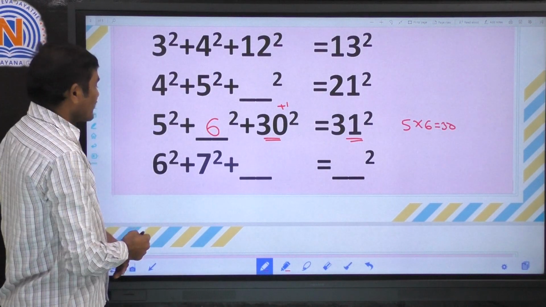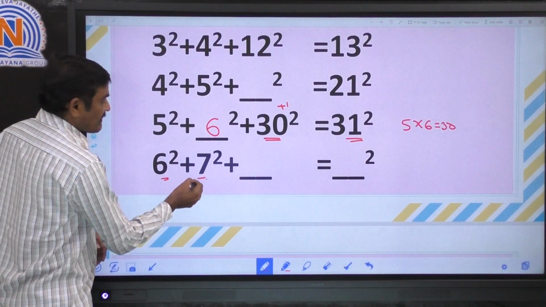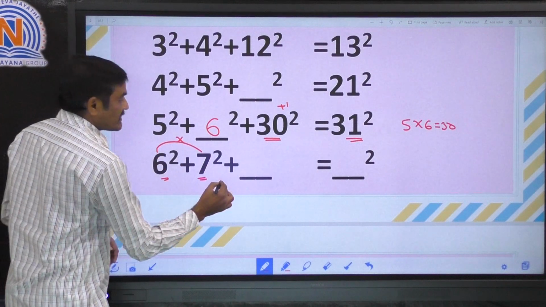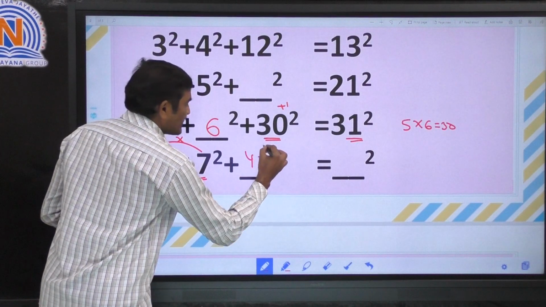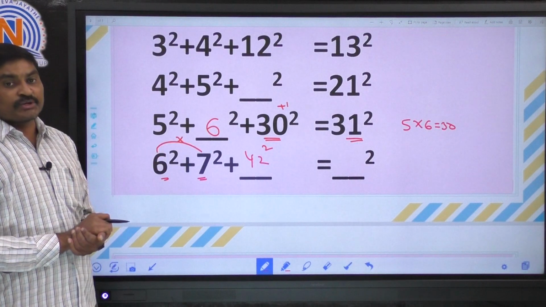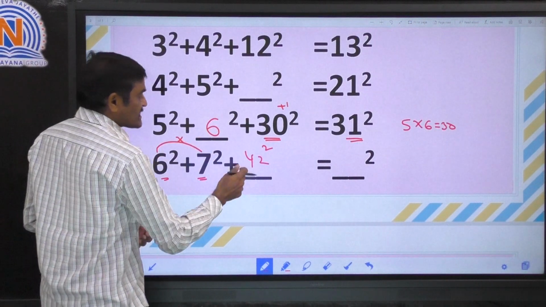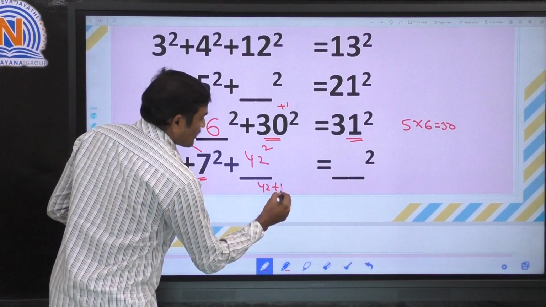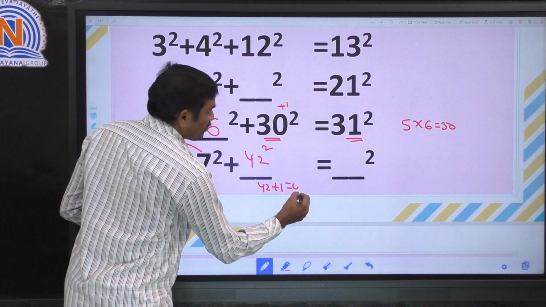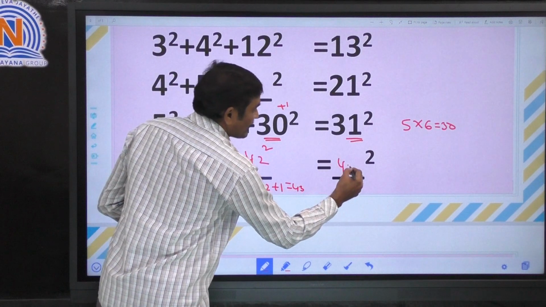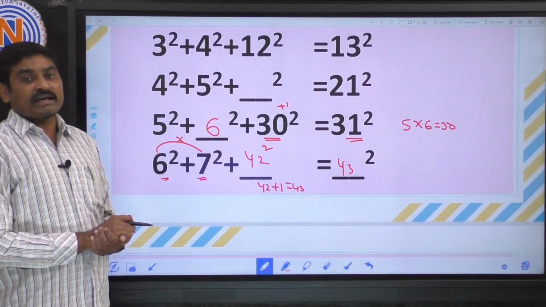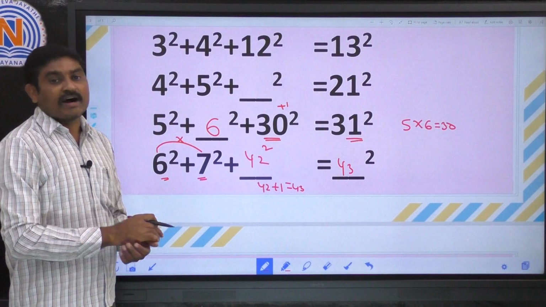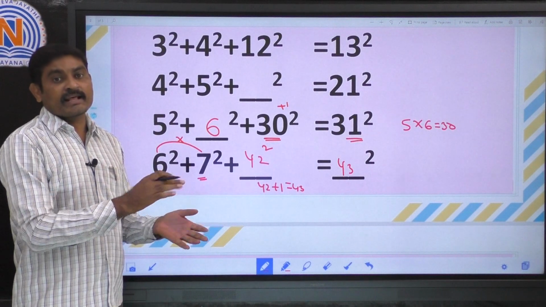Next, the last one here, 6 square plus 7 square. So 6 into 7, you multiply both of these. 6 7s are 42. So in this place we will get 42 square. Now the next number after 42 is 43, that is 42 plus 1, equal to 43. That will be right here, 43 square. Okay, so this is the pattern: 6 square plus 7 square plus 42 square is equal to 43 square. In this way we can complete this pattern.